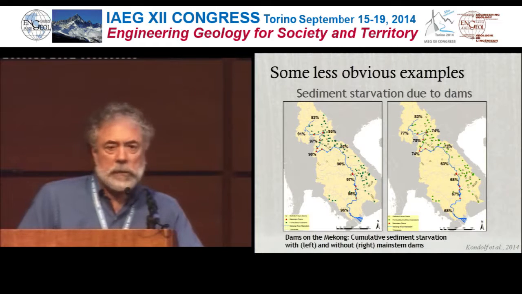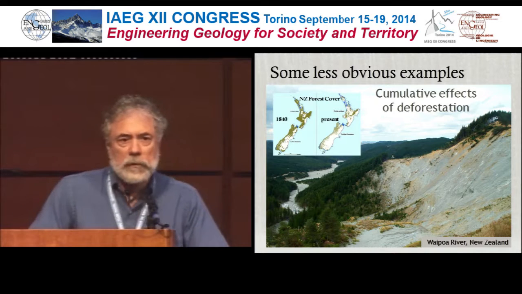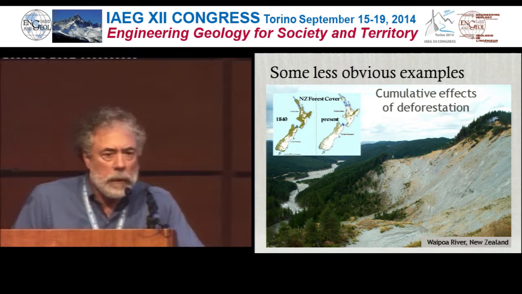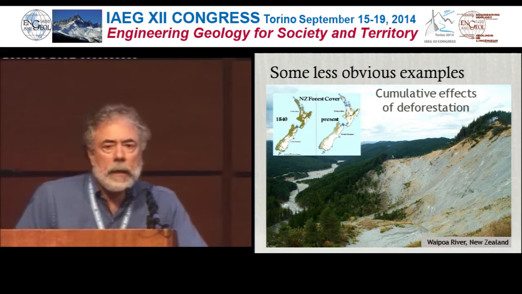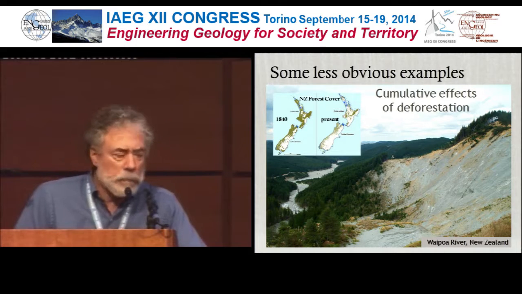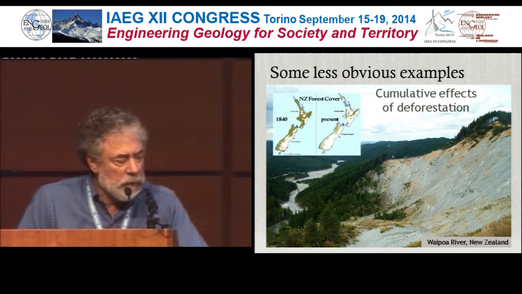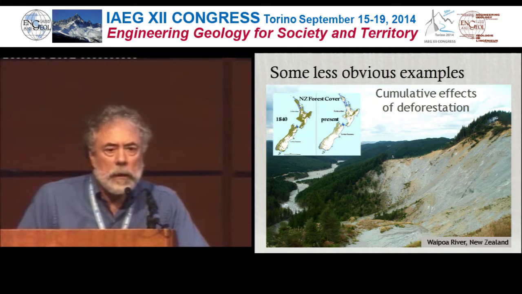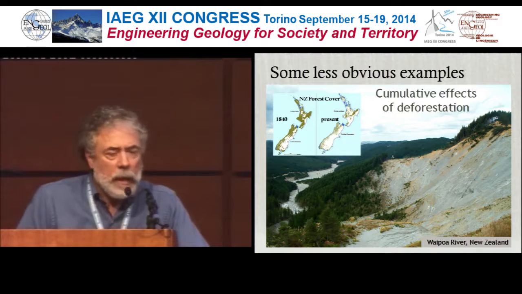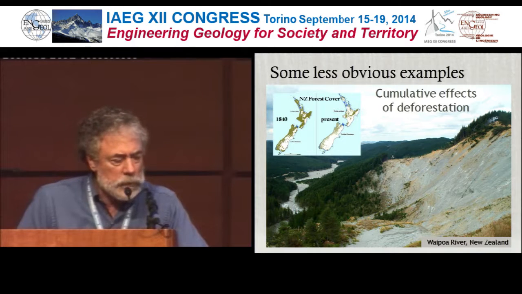Another less obvious example is the consequence of deforestation, perhaps the best example of this being in New Zealand, where a history of land clearance and burning, and the introduction of sheep that accompanied the European settlement of this area, resulted in massive reactivation of large, deep-seated slide complexes and associated sedimentation problems throughout the rivers of New Zealand.